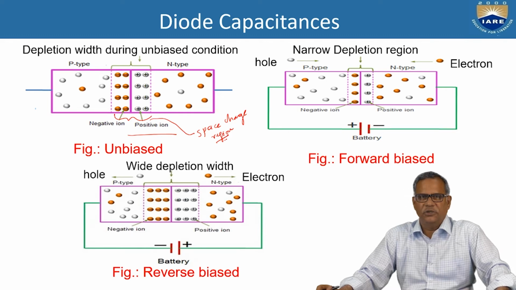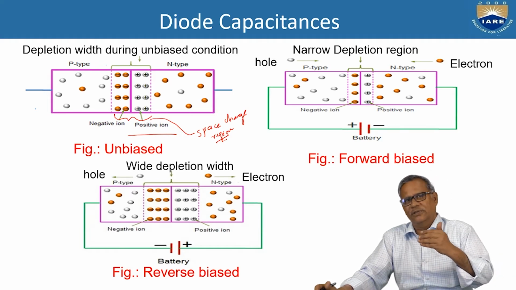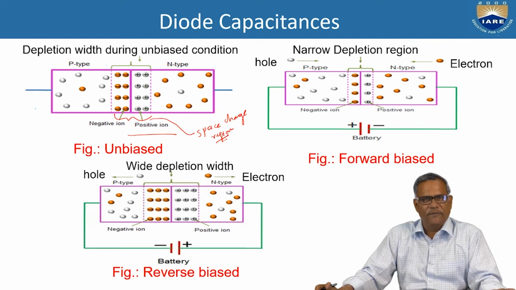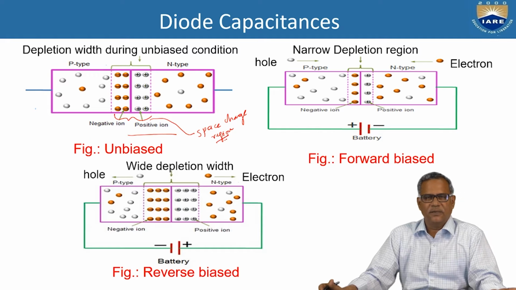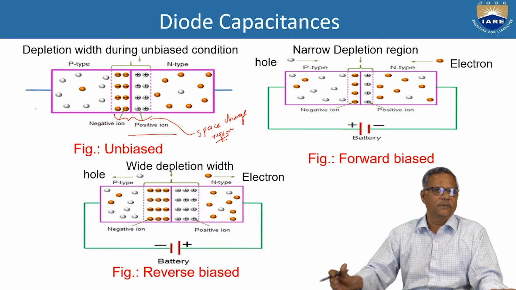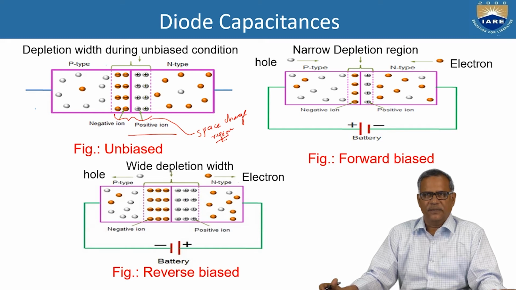Whenever there is a change in the charge with voltage, we say that there is going to be a capacitive effect, because C is equal to dQ by dV. So whenever there is a change in the charge with respect to the applied voltage, a capacitive effect occurs. Similarly, in reverse bias also, if we increase the reverse voltage, there is going to be more and more accumulation of charge with the increase in the reverse voltage. So in reverse bias also, there is going to be a capacitive effect.